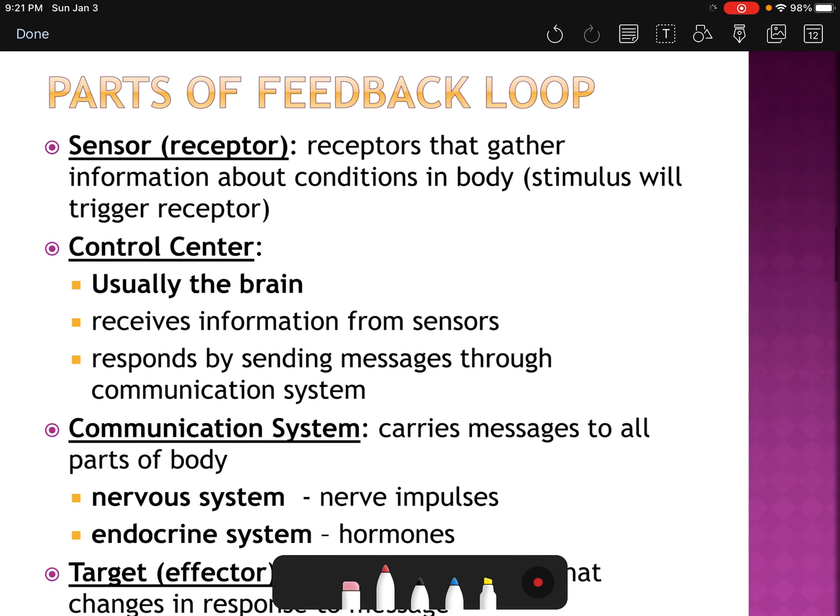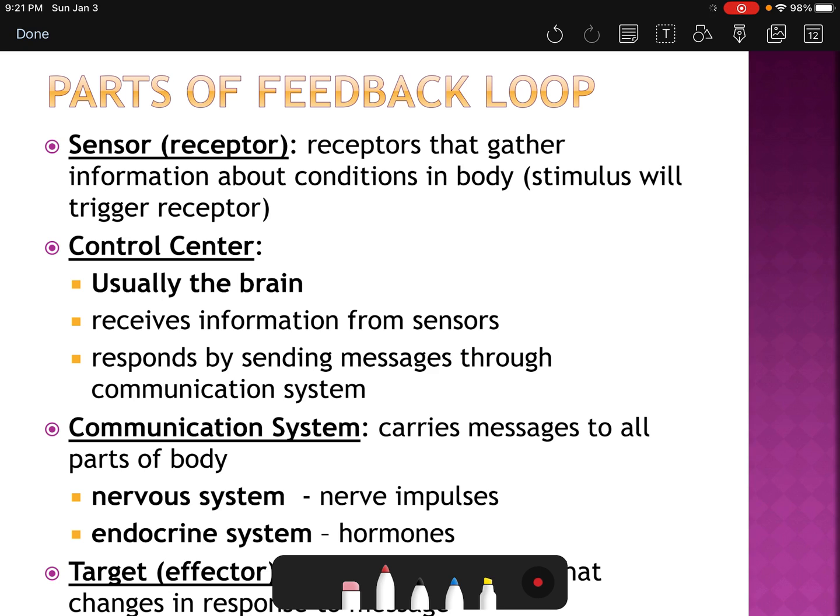In order to do that, your body uses what are called feedback loops, and there's 4 basic parts to a feedback loop. Sometimes if you look in different sources, they might condense this down to just 3 parts to the loop, but we've broken it down into 4 parts. The first one is a sensor, also sometimes referred to as a receptor. Sensors are receptors that gather information about conditions in the body, okay?